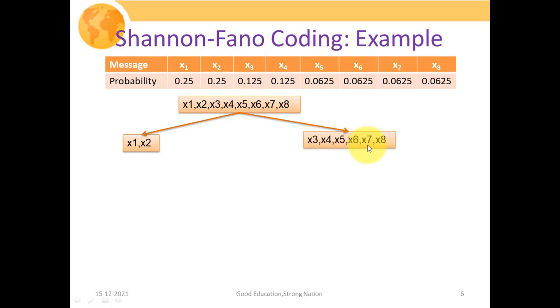And if you closely observe, the summation of all the probabilities associated with these symbols is also equal to 0.5. Then we have to assign one bit to one subset, that is 0, and we have to assign another bit, 1, to the other subset. Then again we have to repeat the same process.